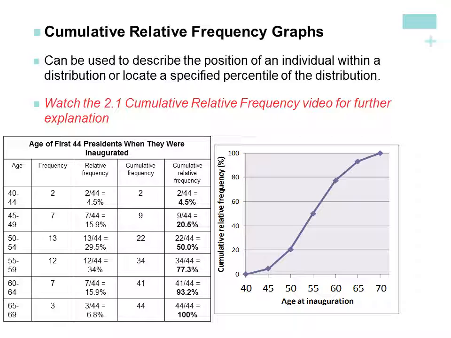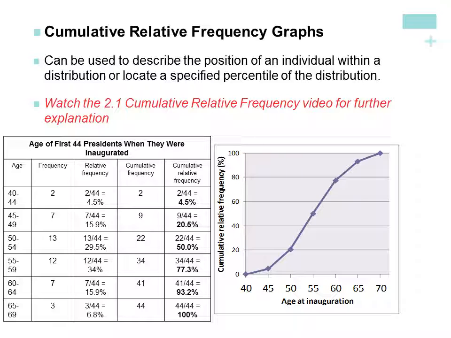All right, so first of all, the graph can be used to describe the position of an individual within a distribution or locate a specific percentile. So we make the cumulative relative frequency graph to show the whole 100% so that we can find a percentile, because remember, a percentile is everything less than it.